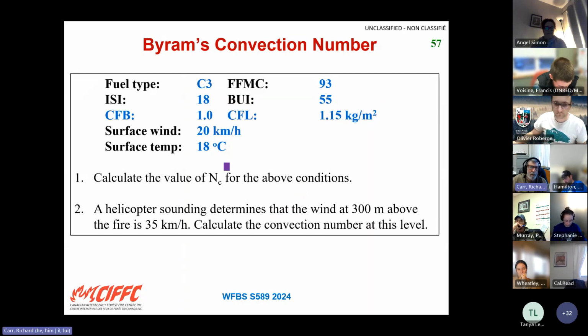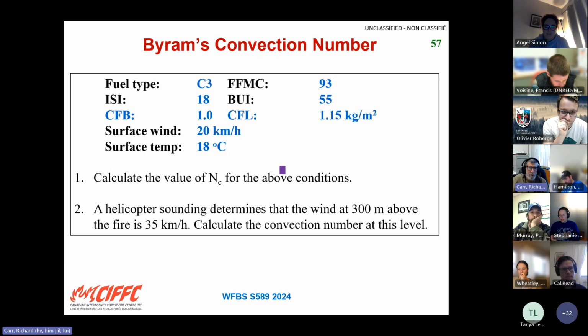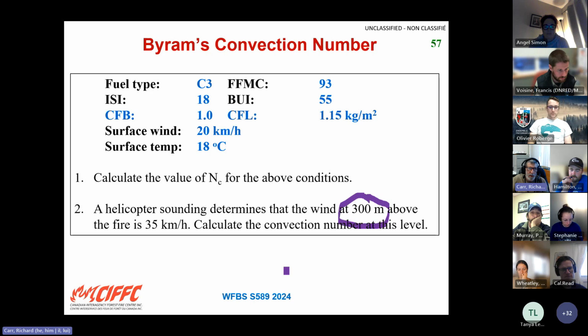We've got a few other given things here, like the crown fraction burned and fuel load, so you don't have to work through all of the FBP equations in this particular example to come out with that. But if you're starting from scratch, you'd probably want to have those things calculated for your location. So in this example, we're doing surface, and then we're going up to 300 meters, where the wind is 35 kilometers per hour, so it just about doubles in that 300-meter ascent.